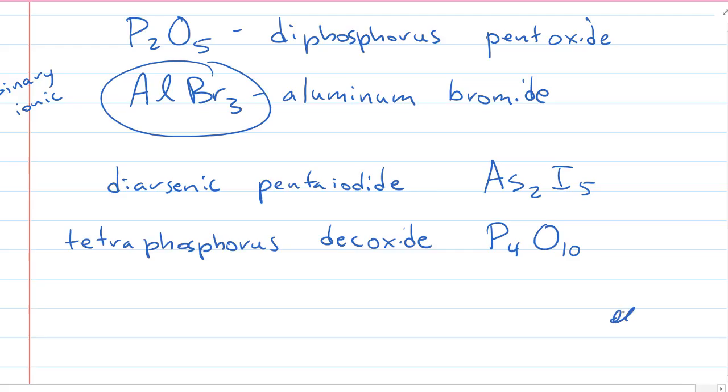Hey, my stylus works. There we go. P4O10. Any questions? Yes? How many instances do we have to write mono, like before? Mono is used very rarely. Carbon monoxide is one case where it's used, but usually the prefix mono is left off. If it is included, it's included with a second element.